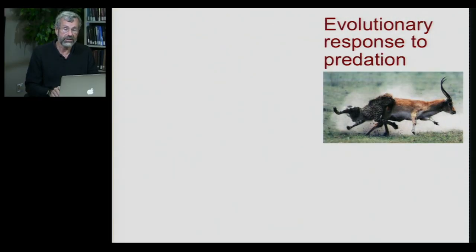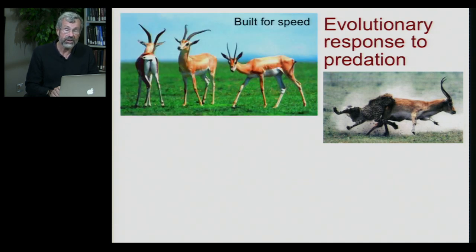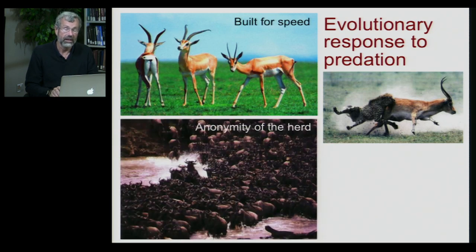Now, evolutionary responses to predation can be extraordinarily diverse. Predation is life or death for the prey, so we'd expect to see lots of adaptations to minimize their risk of being eaten. So we're not surprised to see that a lot of the fastest running organisms on Earth are prey species that are built for speed to avoid being captured by cheetah. We've also seen in the lecture on sociality that there are great advantages from the dilution effect, which is the anonymity of the herd. There's only one predator likely to attack this herd of wildebeest. The individual chances of being chosen are very, very low indeed.